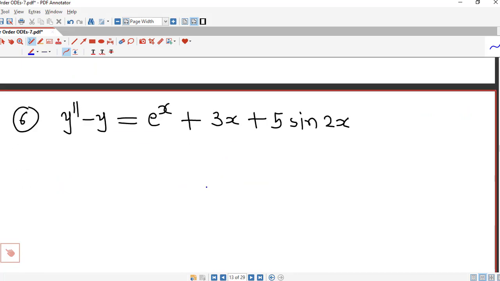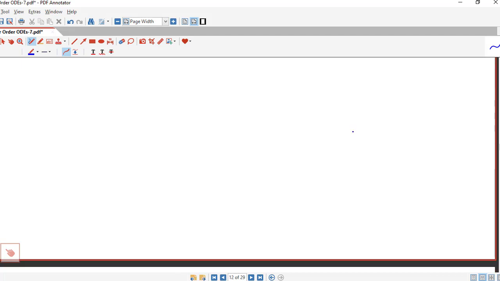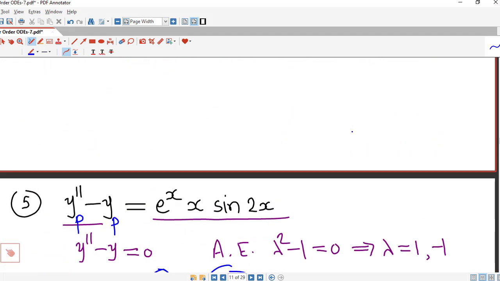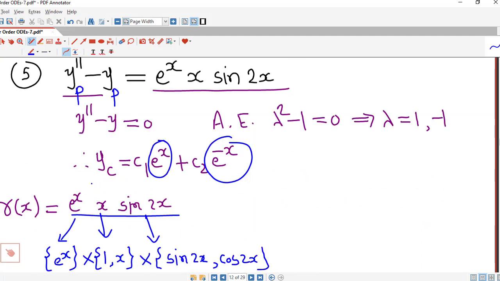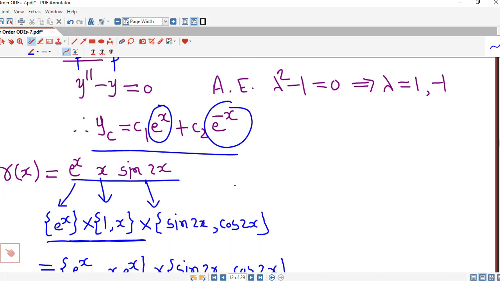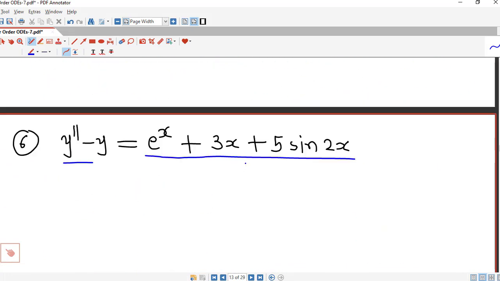Next problem is y double dash minus y equal to e raised to x plus 3x plus 5 sin 2x. So here the left hand side is similar to equation 5. So the complementary function will be the same as in problem 5. So here we write directly the complementary function is c1 e raised to x plus c2 e raised to minus x.